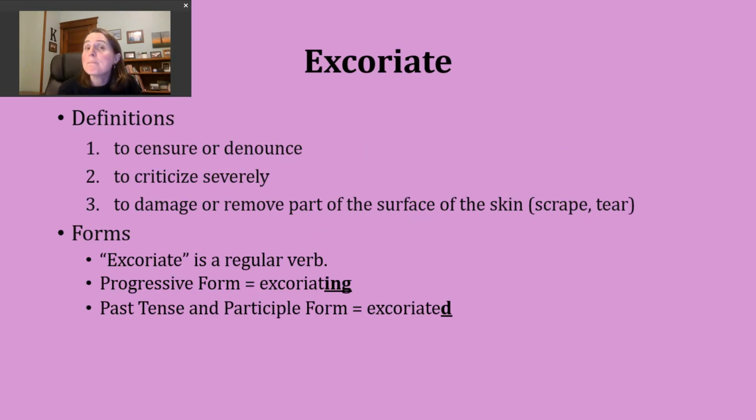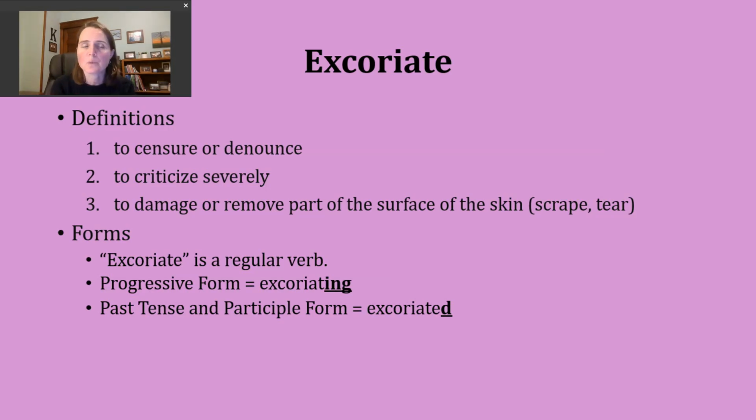The first way you may encounter the verb excoriate can mean to censure or denounce. This first definition, as you can tell, is very strongly worded. So someone is really strongly saying this person's behavior or their words were totally wrong. I don't want to be associated with it. Maybe they shouldn't have the job they have if they hold these beliefs. But this is a very strong meaning.